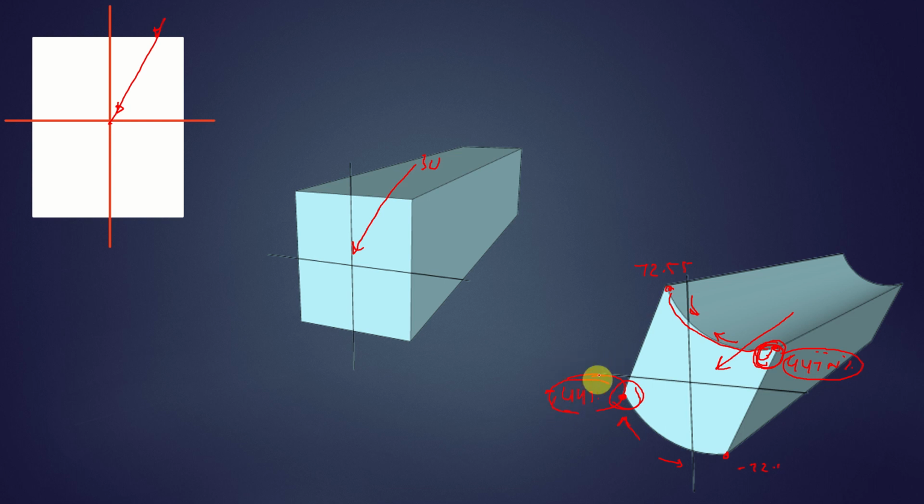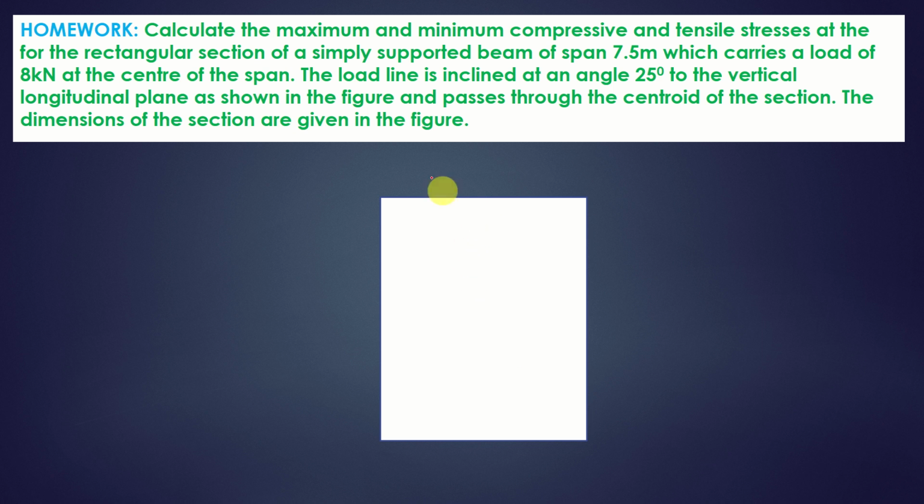You practice one problem where the load is different; I will give it in a different manner. See the question: calculate the maximum and minimum compressive and tensile stresses for the rectangular section of a simply supported beam of span 7.5 meter, which carries a load of 8 kilonewton at the center of the span. The load line is inclined at an angle of 25 degrees to the vertical longitudinal plane as shown in the figure, and passes through the centroid of the section. The dimensions of the section are given in the figure. Let me give the dimensions as: this is 60 mm and this is 75 mm, and these are the centroidal axes.